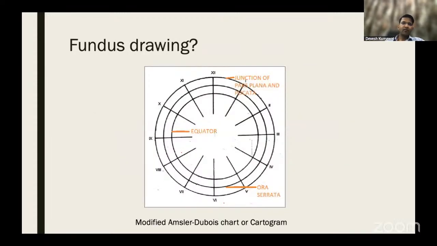Now, once you have depicted all the findings, you have to draw these findings on a fundus chart. The commonly used fundus chart is the modified Amsler-Dubois chart, also called a cartogram. You have three concentric circles. The innermost is the equator, then you have the ora serrata, and then you have the junction of the pars plana and plicata. You have clock hours mentioned on this, and the center of this chart is taken as the center of the fundus, that is the macular fovea, and the optic disc is drawn on the left or the right of the fundus depending on the eye.